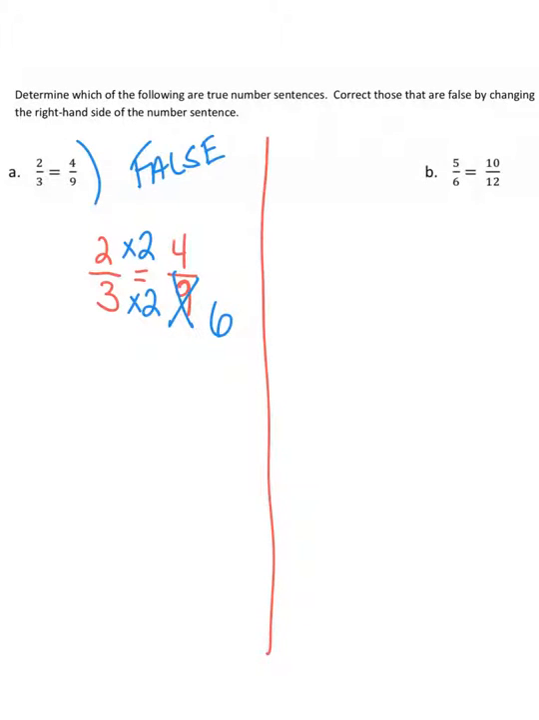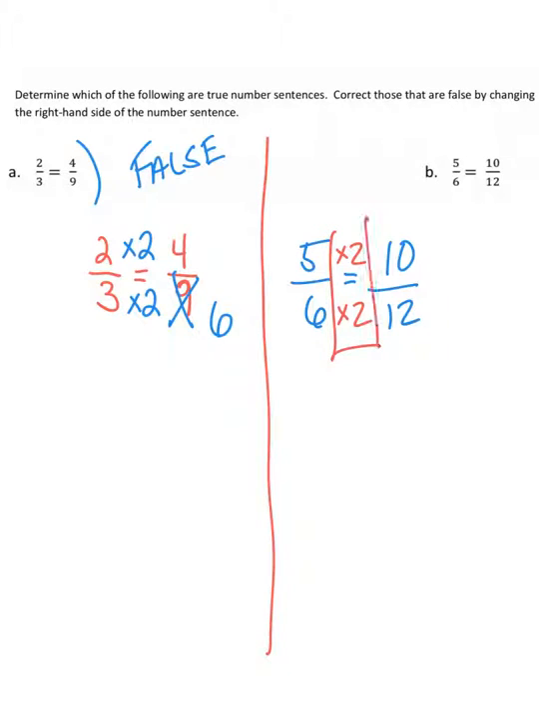So let's try this one. 5/6, they say, is equal to 10/12. Well, let's try that out. They are saying that 5 times what gives us 10? Well, we know that it's 2. And what we do to the top, we got to do to the bottom and vice versa. 6 times 2, look at that, is 12. So this one is correct.